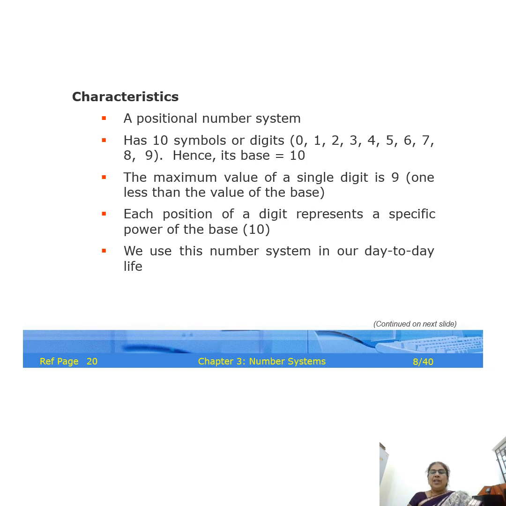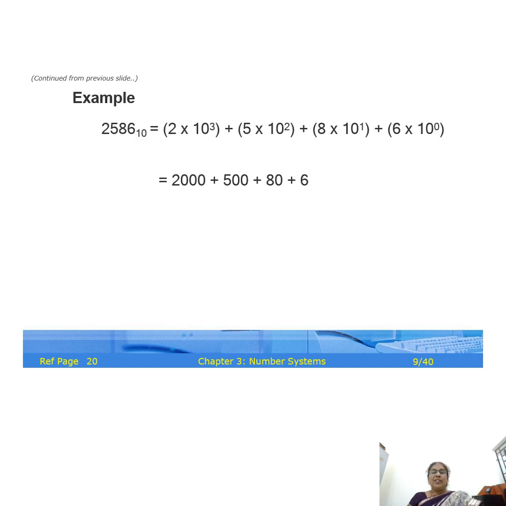The maximum value of a single digit is 9, 1 less than the value of the base. Each position of a digit represents a specific power of the base. That is base 10. We use this number system in our day-to-day life. For example, 2586 is a base 10 number. So we can represent this number as we have discussed in the previous slide.